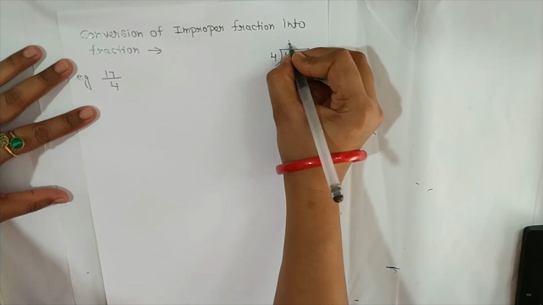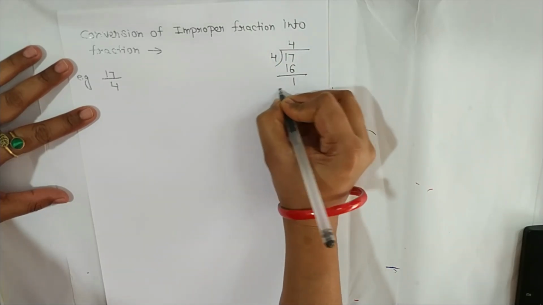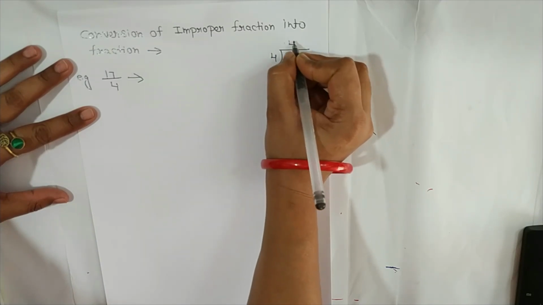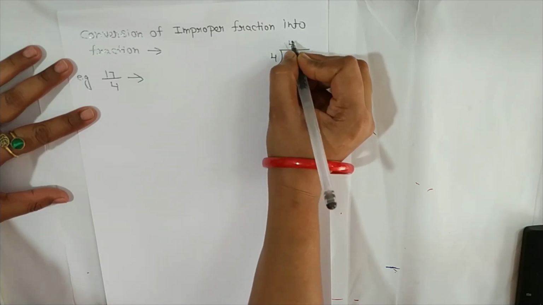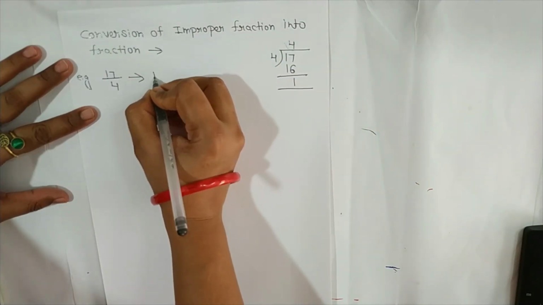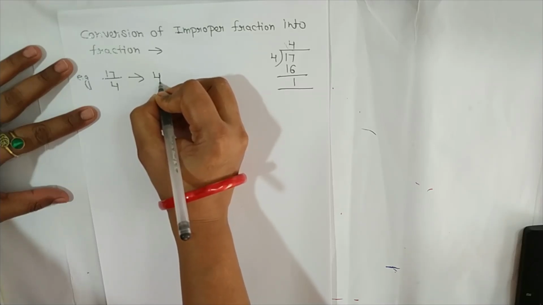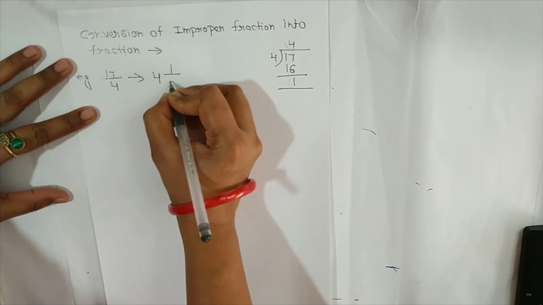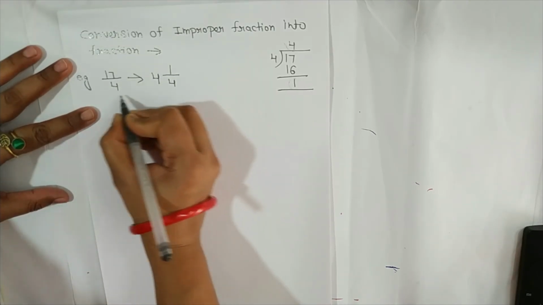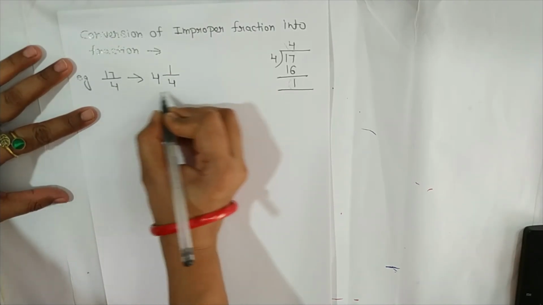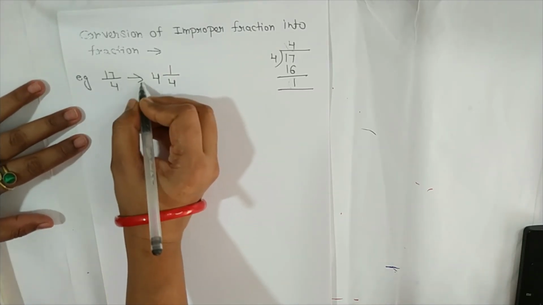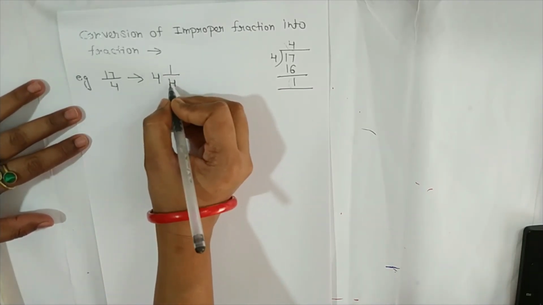So, 4 4s are 16, and 1 is the remainder. Okay. So, what is the quotient? The quotient is 4. It means this is the whole part, so we can write 4 as a whole. Then the remainder becomes the numerator. So 1 upon 4. You can see the denominator never changes. So 17 upon 4 can be written as 4 1 by 4.